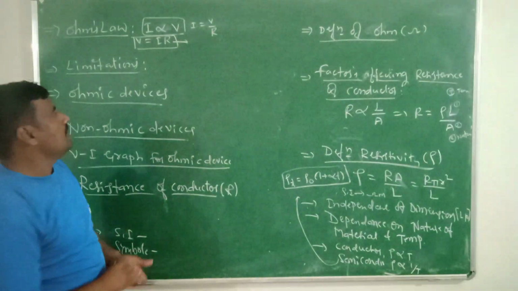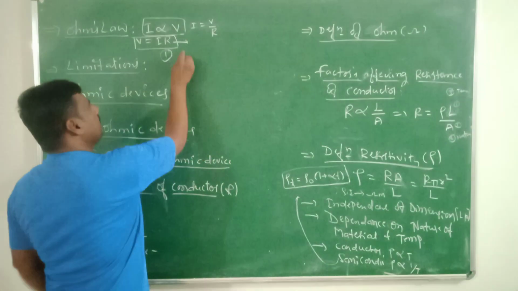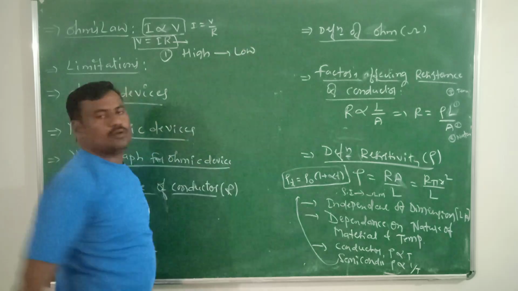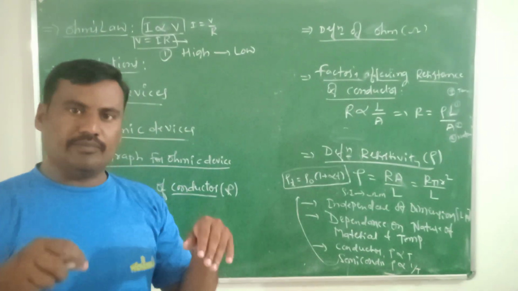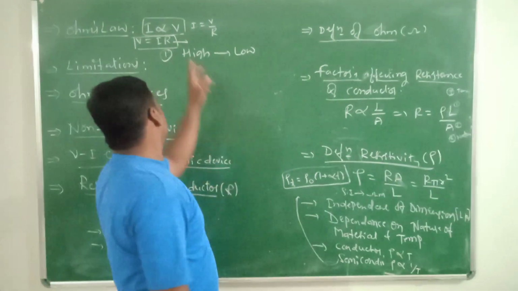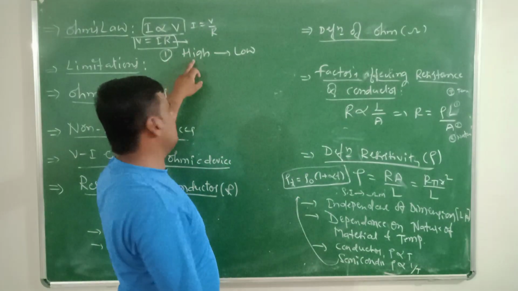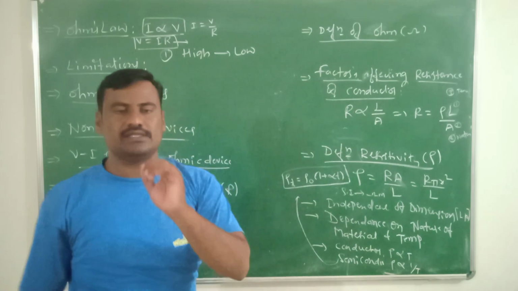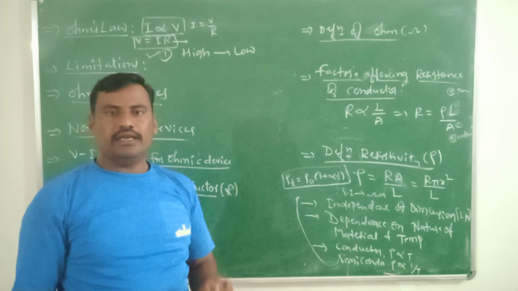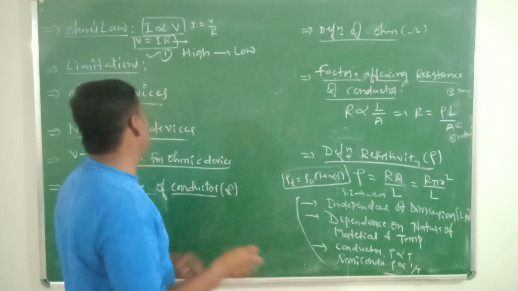Limitations of Ohm's law: this Ohm's law is not applicable at very high temperature and at very low temperature. In case of low temperature, I is directly proportional to V is not possible. In case of high temperature also, I is directly proportional to V is not applicable. That is the first limitation. Ohm's law is not applicable for very high temperature and also very low temperature.